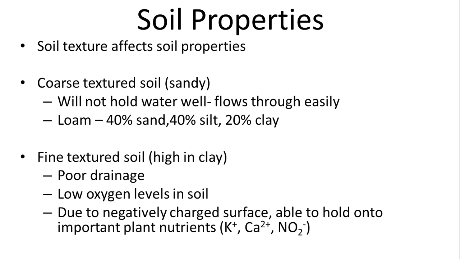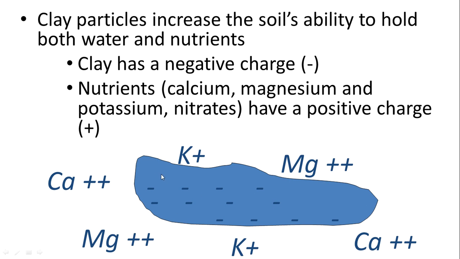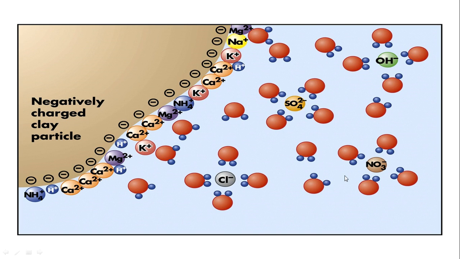Clay is super special because it actually has the ability to hold on to certain ions, and that's really important for plants. And so the clay particles are actually increasing the soil's ability to hold both water and nutrients. And so the clay is negatively charged, and it holds on to these nutrients that are so important to plant growth. So here's our charged particle again.